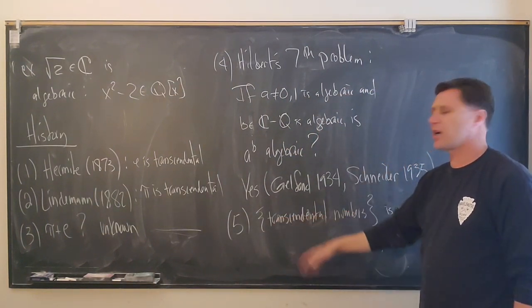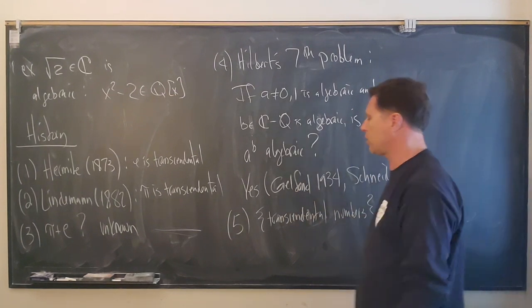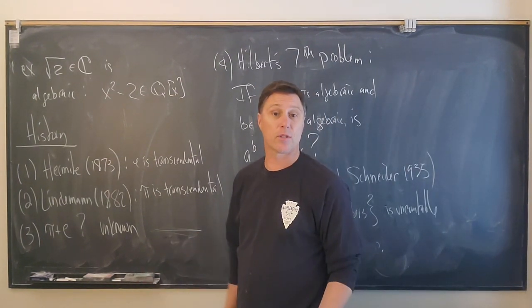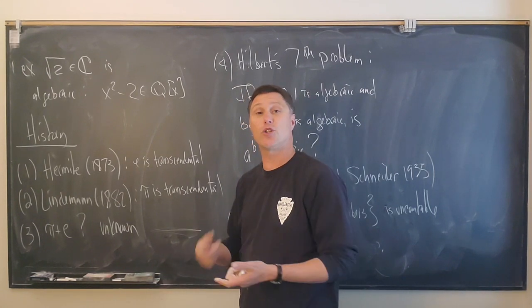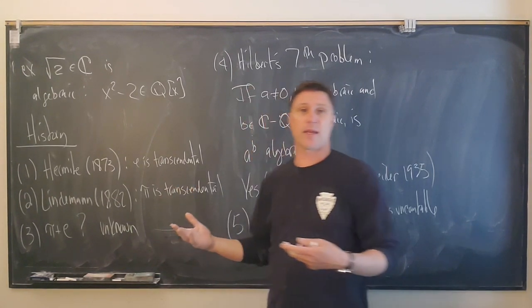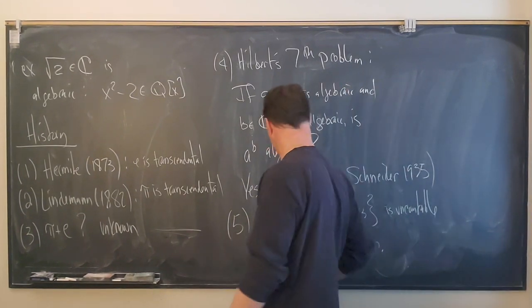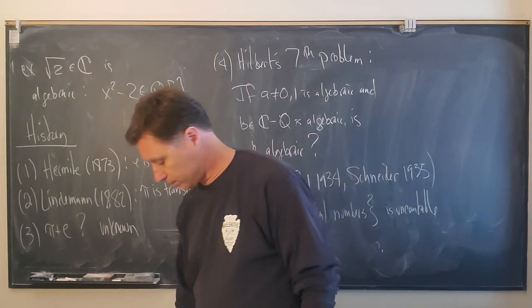And this is just a cardinality argument, right? You know that the real numbers are uncountable, but the set of rational numbers is countable, and from that you can show that the set of algebraic numbers is countable, and then you can conclude that the set of transcendental numbers is uncountable.